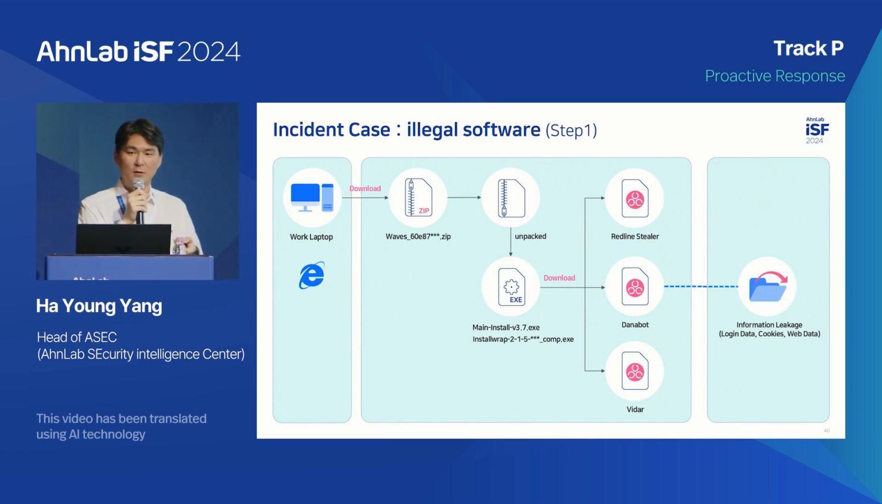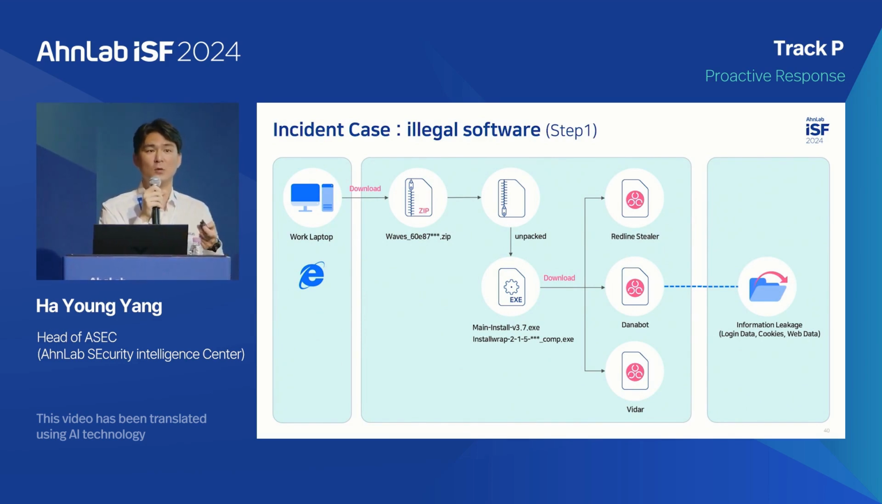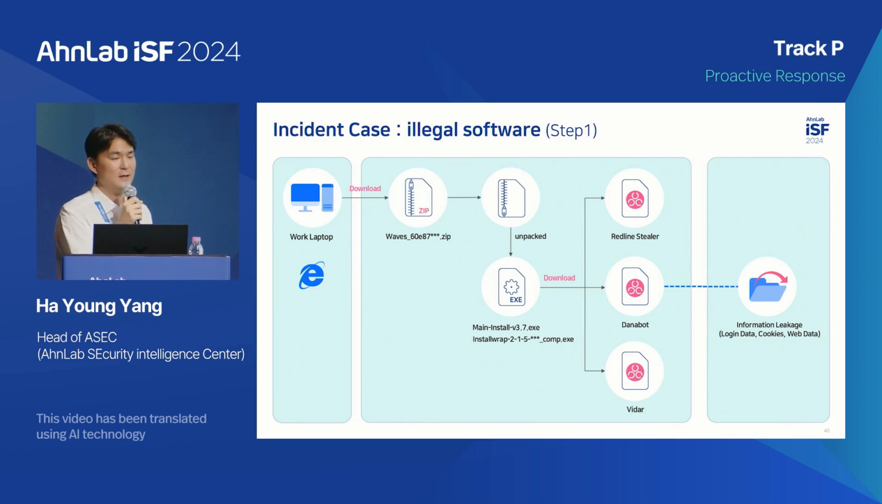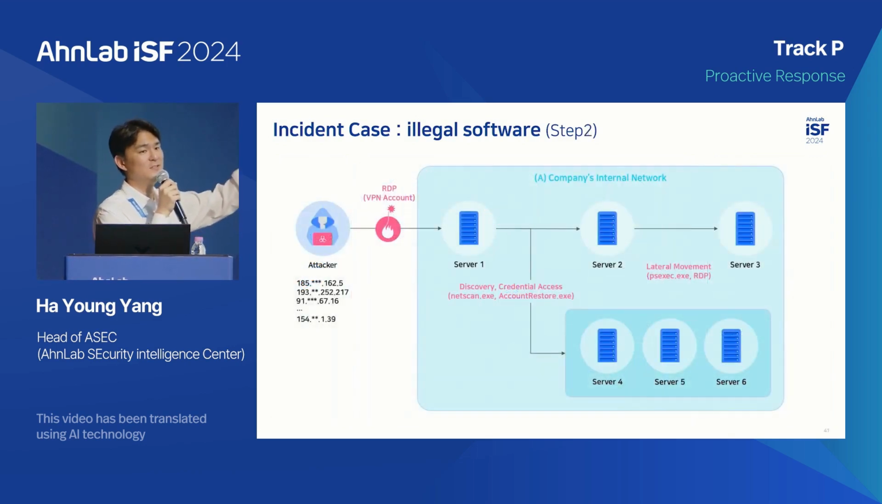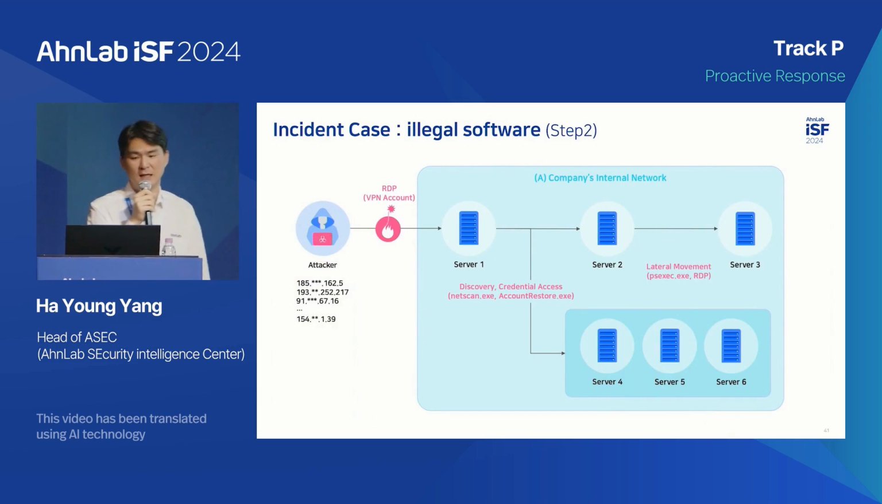This person downloaded some illegal software related to audio sources during the remote work period, and as a result of the information leakage malware contained in the illegal software, they obtained VPN information to access the company's internal network. This is a case where an attacker infiltrated the internal network of a company using the VPN account information they obtained, resulting in a data leak.